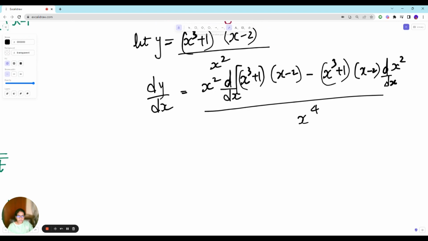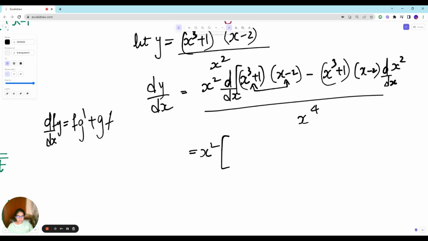Okay, so in the numerator what do I have? X square. Here we would apply which rule? Product rule. Agree? So what was the product rule? d by dx of f into g is equal to what? f g dash plus g f dash. Yes, so if this is f and this is g, how would that go?